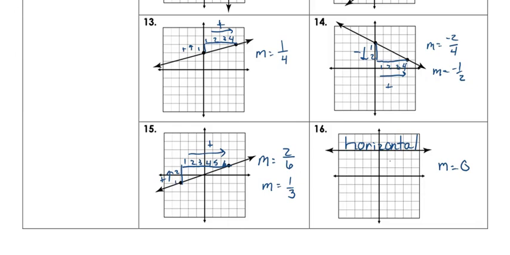In number 15, again, a positive slope. We're going up. So if you count, we go up 2, rise 2, run 6, so 2 over 6. Always simplify. 2 and 6 will both divide by 2, so I have 1 over 3. And then on number 16, my slope is a horizontal, and all horizontal lines have a slope of 0.